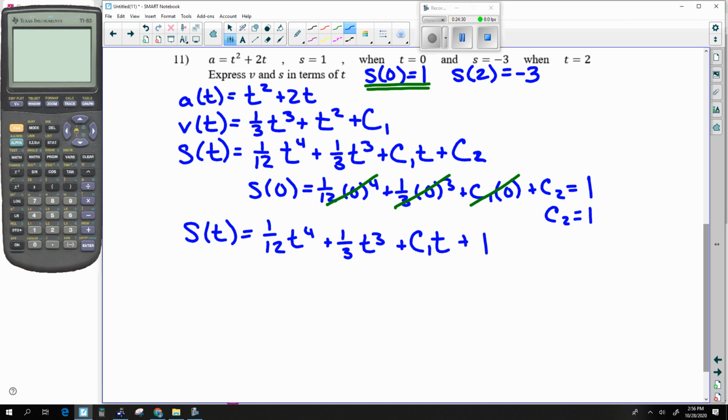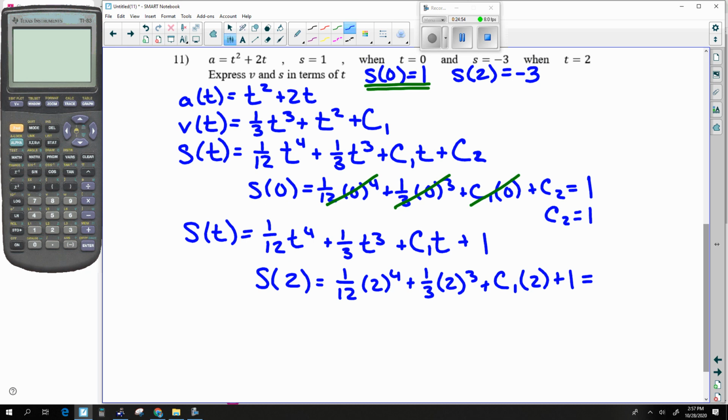Okay, that helped us out. Now I'm going to plug in that other condition, and this will get an answer to C1, whatever it happens to be. So position at time 2 is equal to -3.